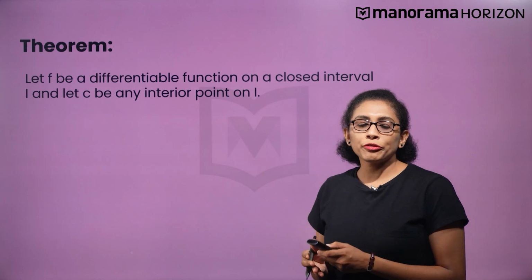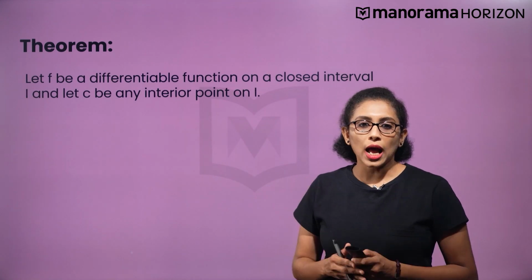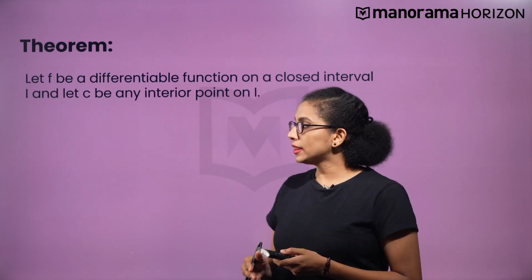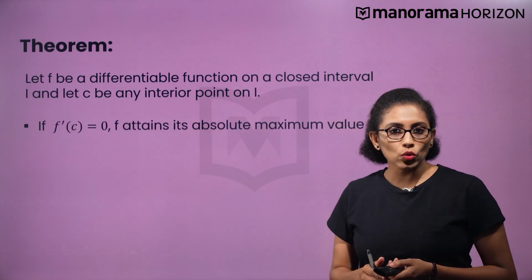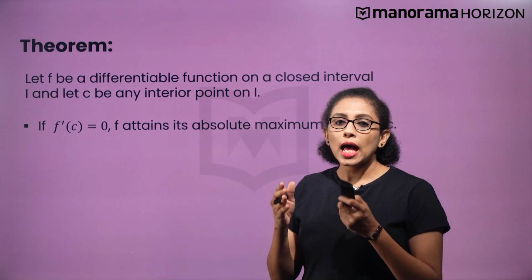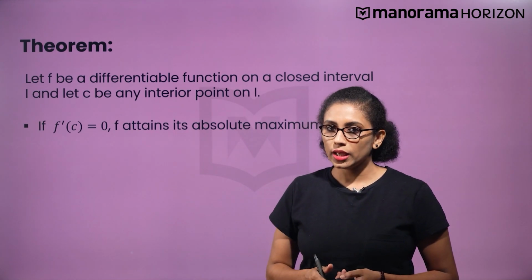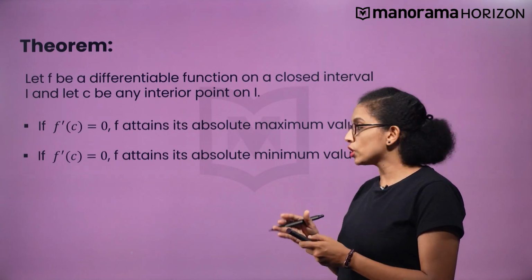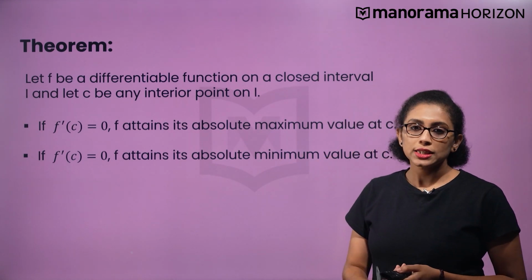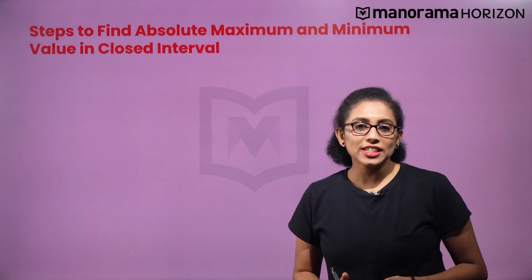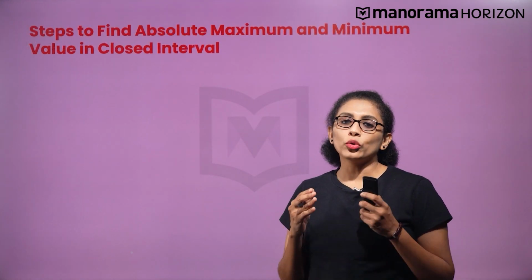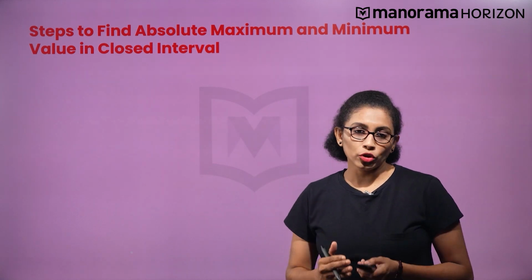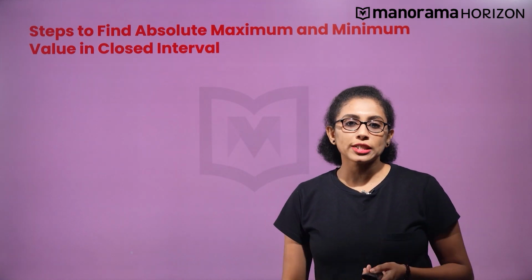Let f be a differentiable function on a closed interval I, and let c be any interior point on I. Then f dash of c is equal to 0 if it attains its absolute maximum value at c, and f dash of c is equal to 0 if it attains its absolute minimum value at the point c. With this result, let us discuss a working rule for finding the absolute maximum and absolute minimum values of a function in a closed interval.